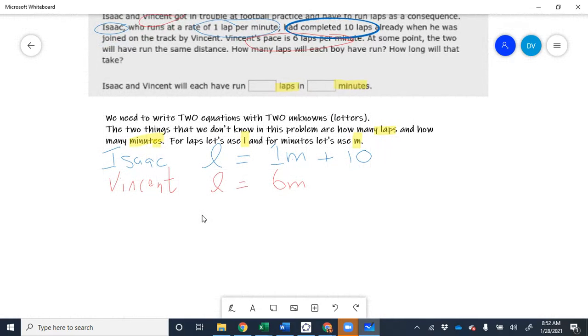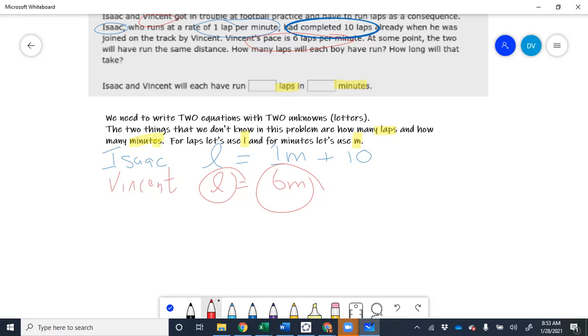And I'm going to do it this way. You could switch it and do it the other way. I'm going to say that since right here it says that L is equal to 6m, that means that whenever we see an L in the other equation, in the blue equation, we could replace that L with 6m. Let me kind of draw a little arrow to show that's what I'm going to do.